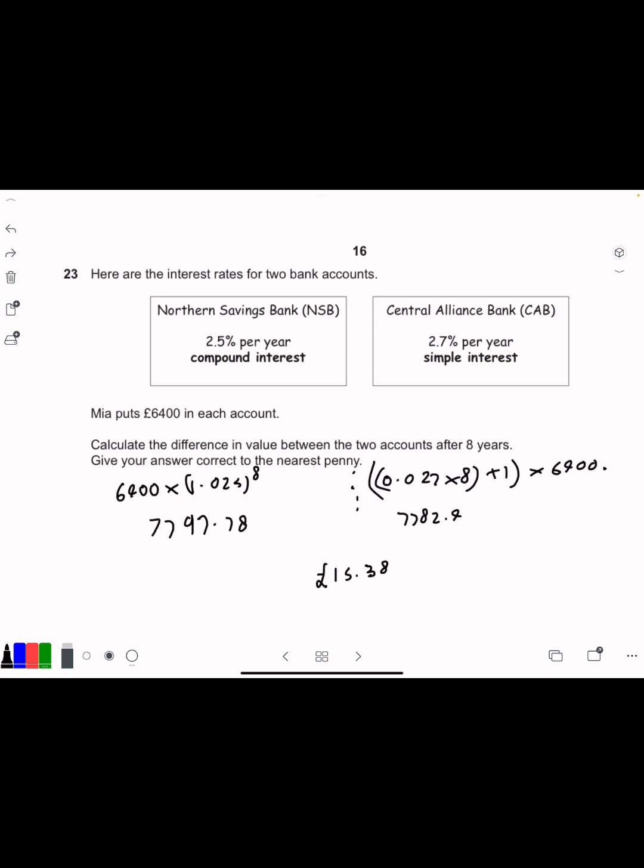So with the NSB, we got 7797.78. For the other one, the method was to do 0.027 times 8 for 8 years. And then we add 1. And we multiply that by 6,400, which would give you 7,782.40. So the difference, you'd subtract them to get £15.38.